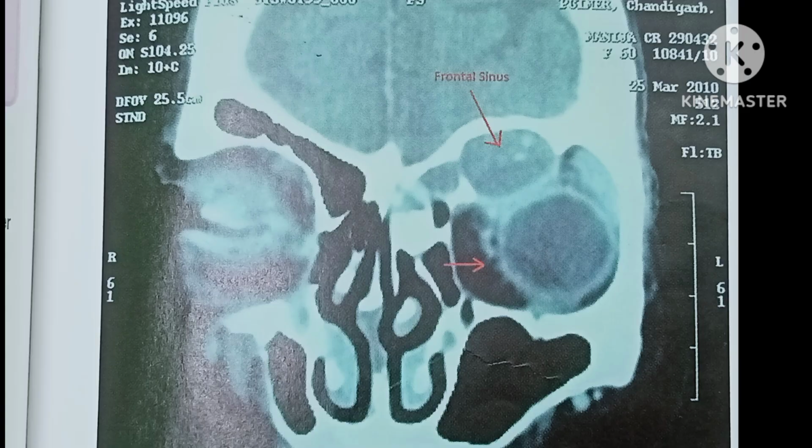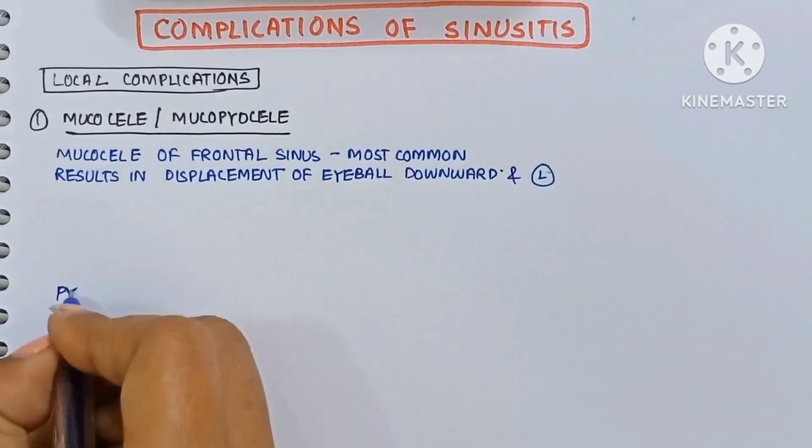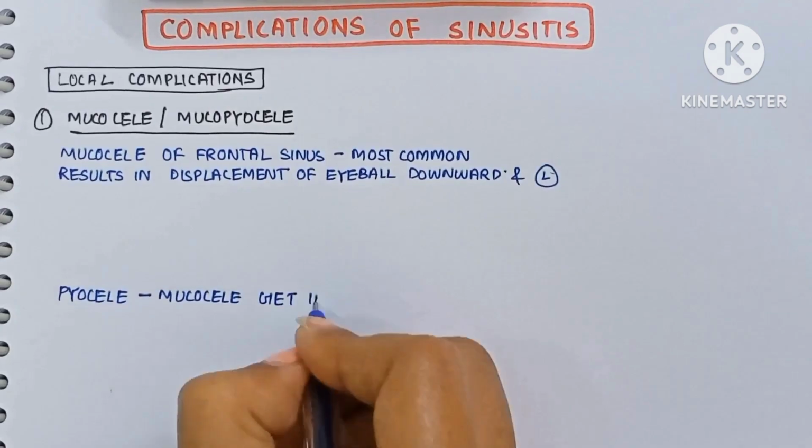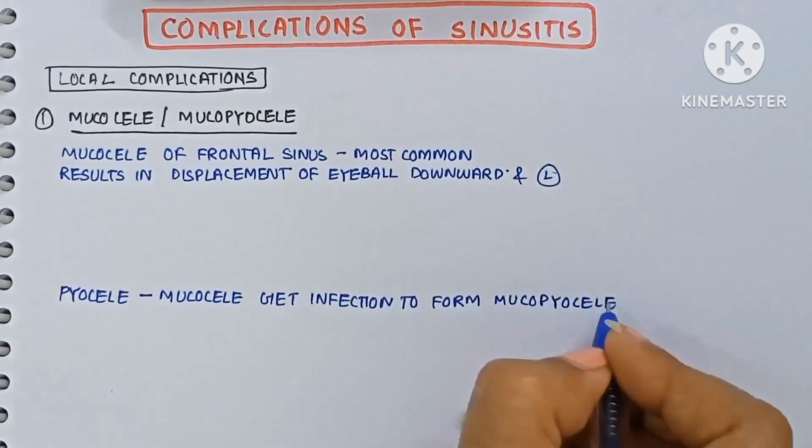As you can see in this picture, note the swelling above the medial canthus of the left eye. This is the CT scan of the mucocele of the left frontoethmoidal region. You can see the left eyeball has been displaced downward and laterally. The pyocele is when the mucocele gets infected to form the mucopyocele.